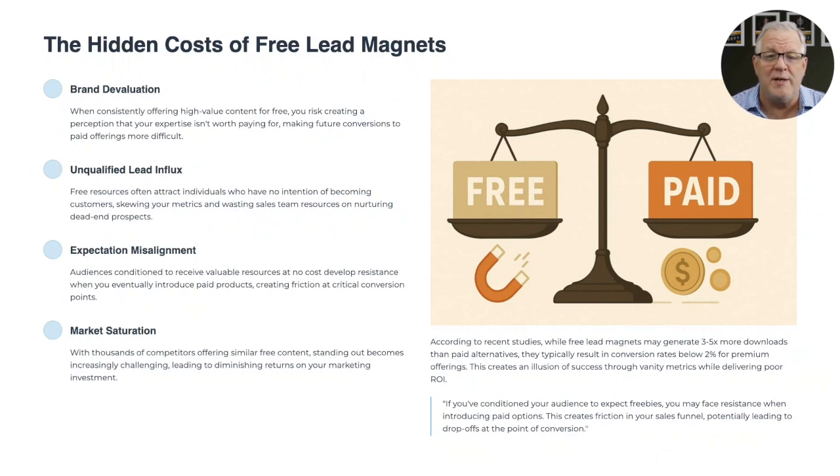Here's the sobering reality. According to recent studies, while free lead magnets may generate 3 to 5 times more downloads than paid alternatives, they typically result in conversion rates below 2% for premium offerings. This creates what I call the vanity metrics trap. You feel successful because of high download numbers, but you're actually delivering poor return on investment.